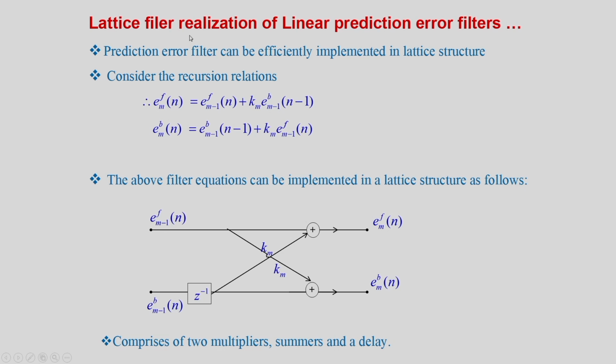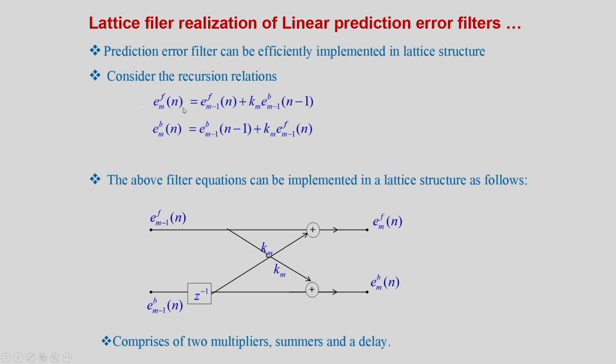Now, let us see the lattice filter realization of linear prediction error filters. A prediction error filter can be efficiently implemented in a lattice structure. Consider the recursion relations: EmF(n) is equal to Em-1 F(n) plus Km times Em-1 B(n-1). And similarly, EmB(n) is equal to Em-1 B(n-1) plus Km times Em-1 F(n). The above filter equations can be implemented in a lattice structure as follows, because this is the output of the filter section, that is EmF(n), and the input is Em-1 F(n) and Em-1 B(n-1).